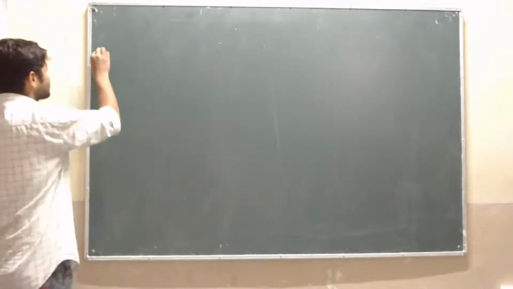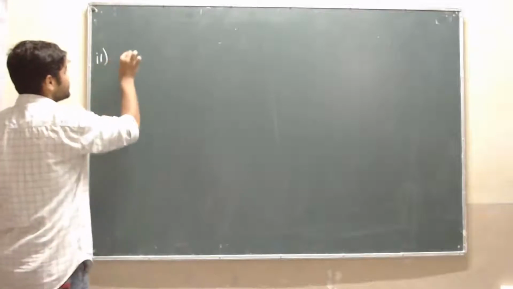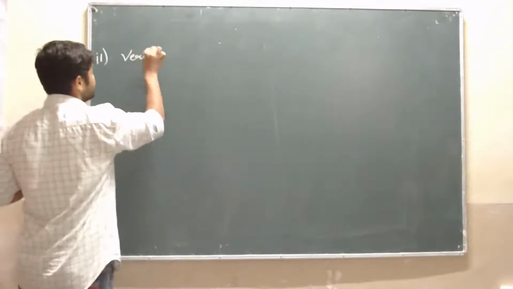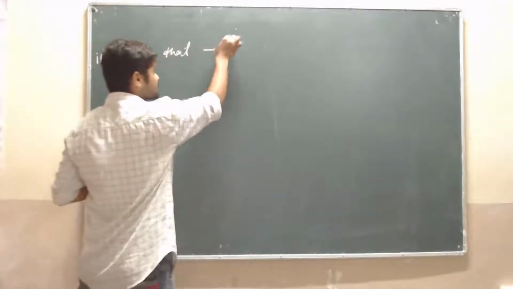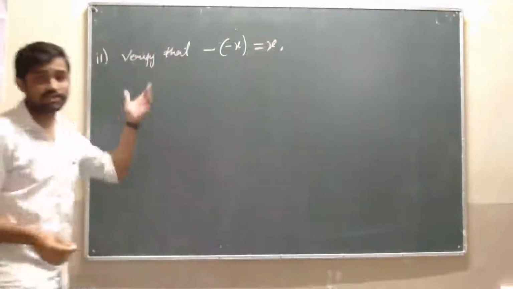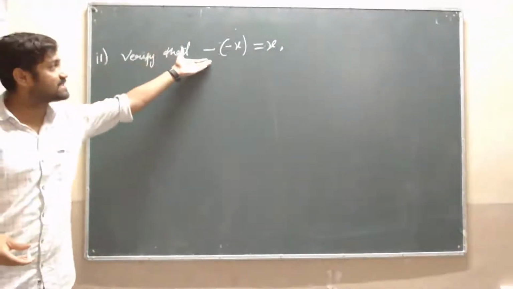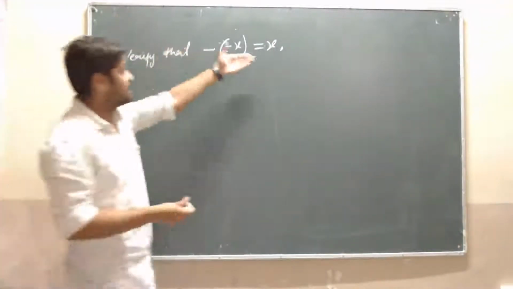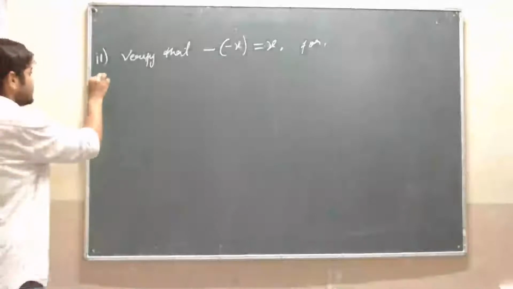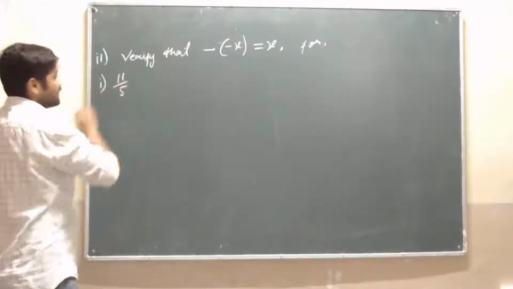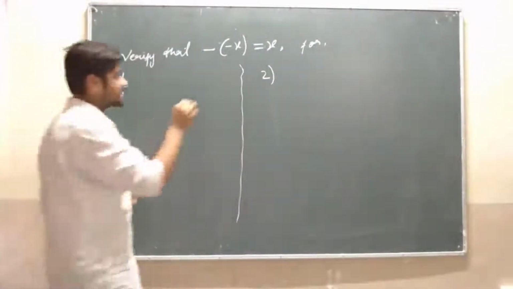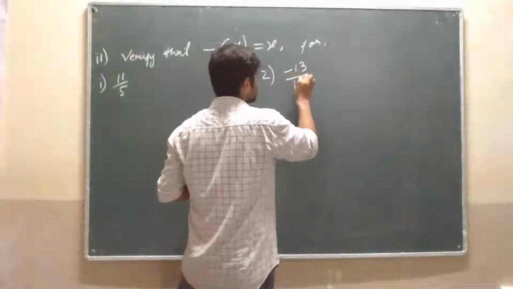Verify that. The second question I have given as homework: verify that minus of minus x is equal to x for the following questions. The first one is 11 by 5, and the second question we have is minus 13 by 17.